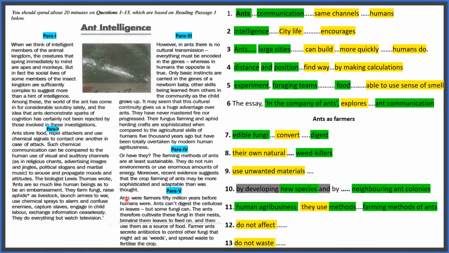Ants were farmers 50 million years before humans were. Ants can't digest the cellulose in leaves, but some fungi can. The ants therefore cultivate these fungi in their nests, bringing them leaves to feed on, and then use them as a source of food. Farmer ants secrete antibiotics to control other fungi that might act as weeds, and spread waste to fertilize the crop.